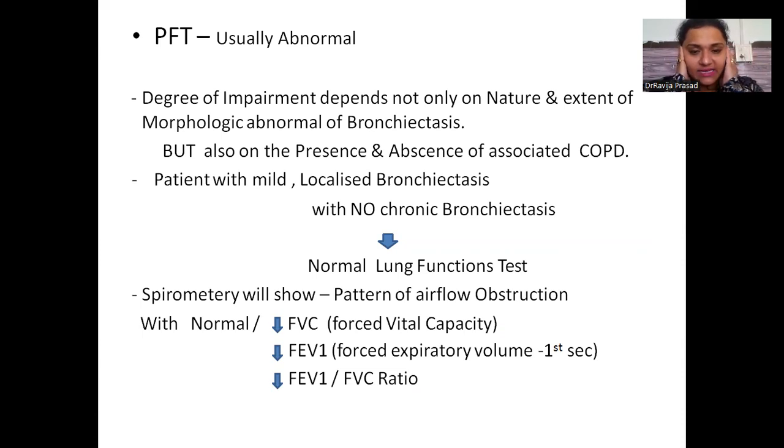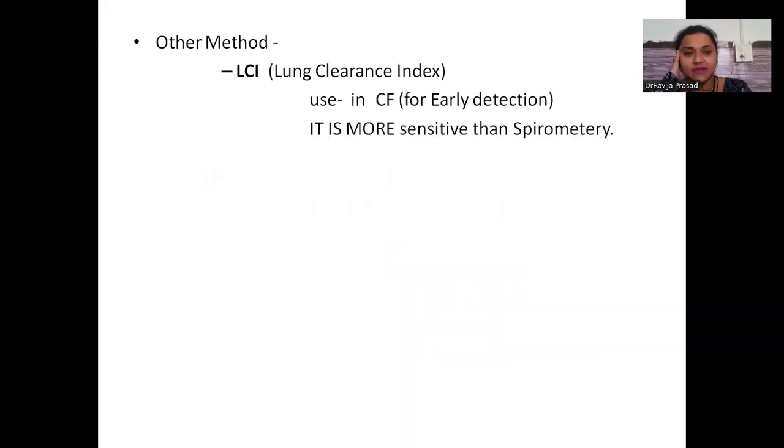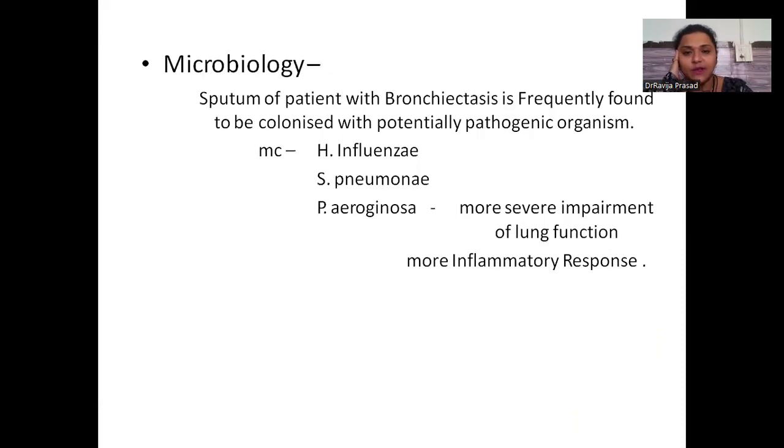In patients with mild localized bronchiectasis, on lung function tests, spirometry will show a pattern of airflow obstruction with normal or decreased FVC (forced vital capacity), decreased FEV1 (forced expiratory volume), and a decreased FEV1/FVC ratio. Another method is the lung clearance index, used in CF for early detection. It is more sensitive than spirometry.